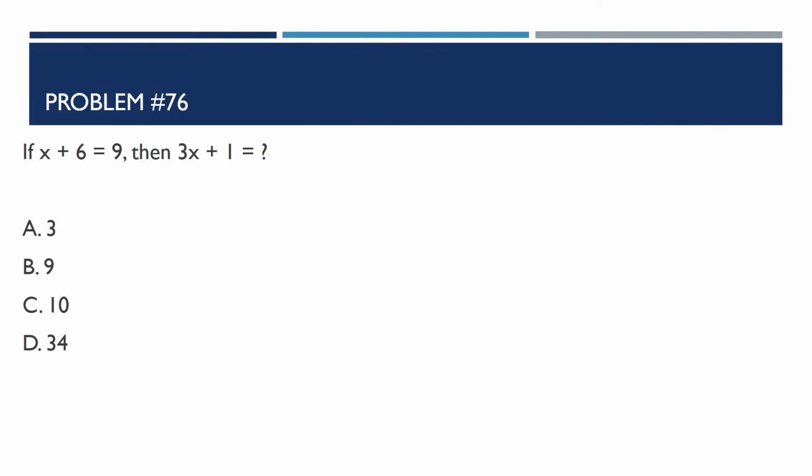Number 76. If x plus 6 equals 9, then 3x plus 1 equals... The answer for this is 10. Now let me show you how to do it. First, we're going to use the first equation, x plus 6 equals 9. And whatever is the value of x here, we're going to use that in the next equation. So let's transpose 6 to the other side. It's going to be like this, 9 minus 6. So when we transpose, we change the sign to the opposite. Then 9 minus 6 will be 3.